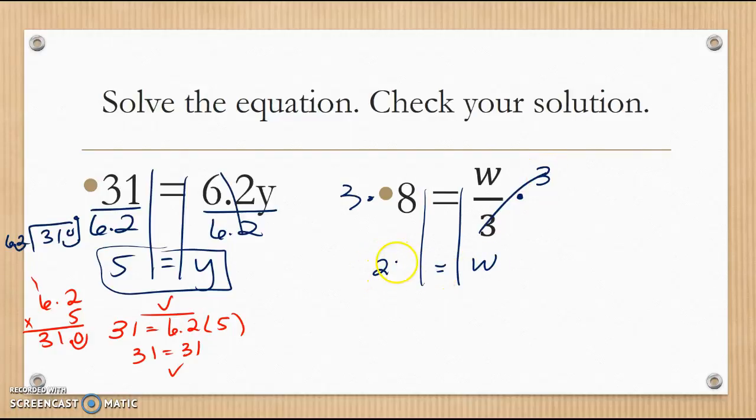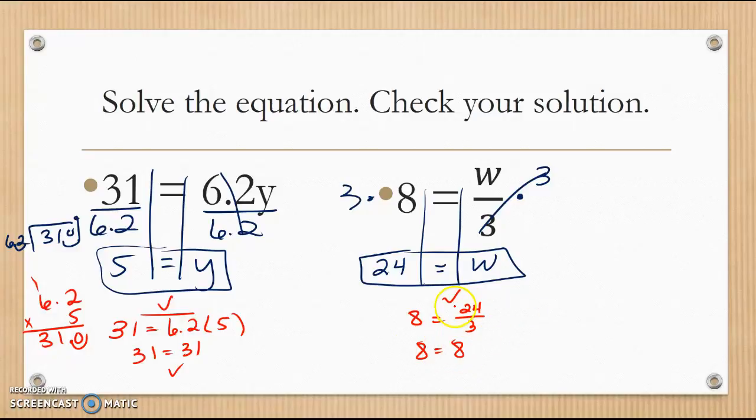8 times 3 gives us 24. And then one last check step. We plug that in. So 8 equals 24 divided by 3. 8 does equal 8 because 24 divided by 3 is 8, so we know we are correct.